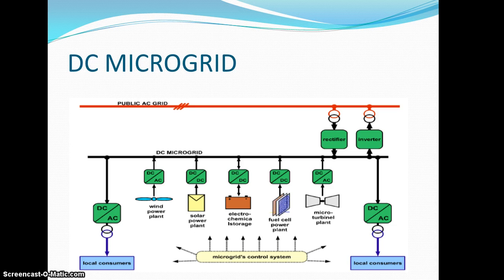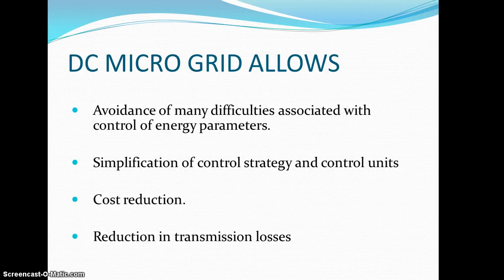This is the diagram of how DC microgrids are connected, in which there are two lines: one is the public AC grid and the other is the DC microgrid. These types of connections are normally used for the available hybrid power resources, and are connected with a rectifier and an inverter for the rectification and inversion of the power system. DC microgrids allow simplification of the control strategy, cost reduction, and reduction in transmission losses.